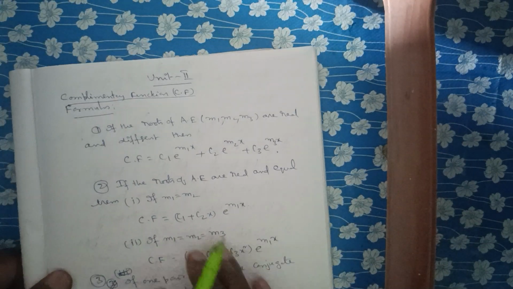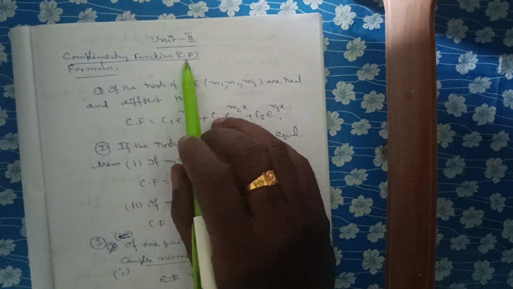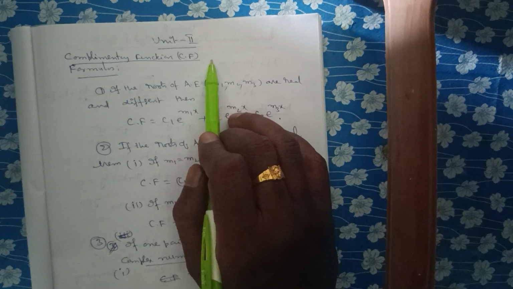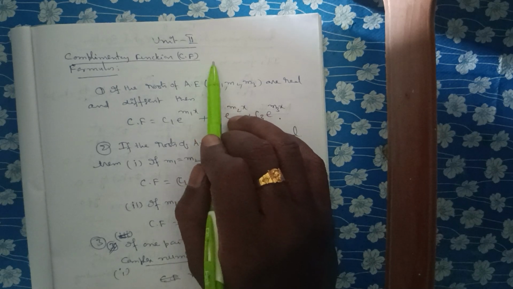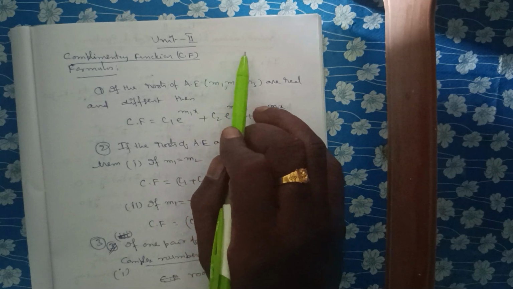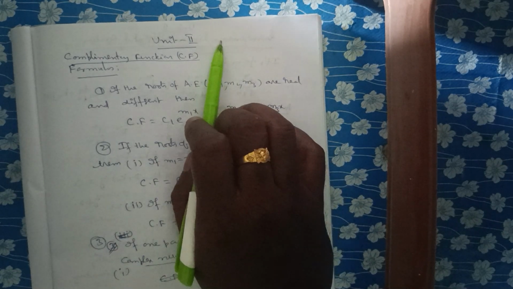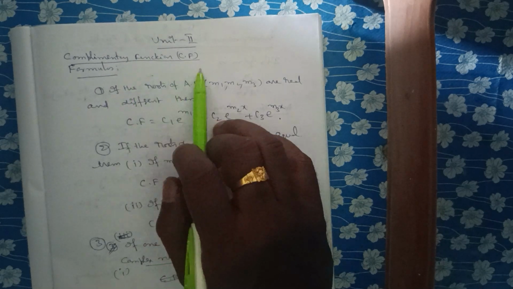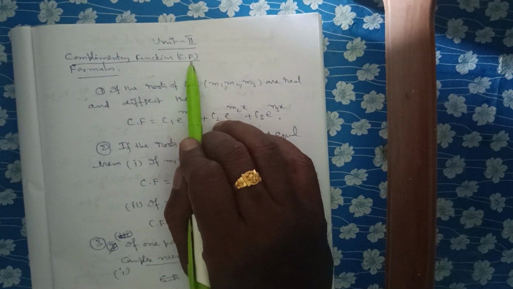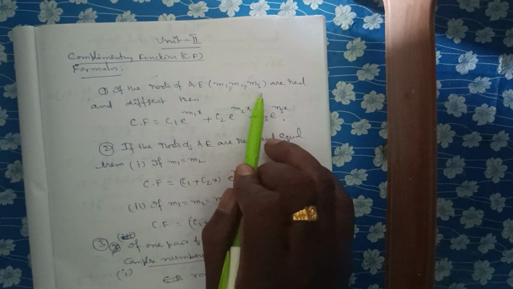136 days. Dear friends, we are now discussing Unit 2. Unit 2 is linear differential equations, higher order linear differential equations with constant coefficients. In this unit, first we learn about the complementary function. These formulas depend on the roots of the auxiliary equation.